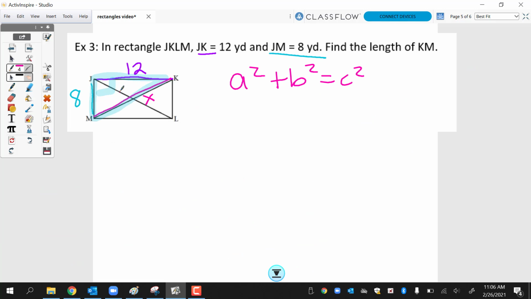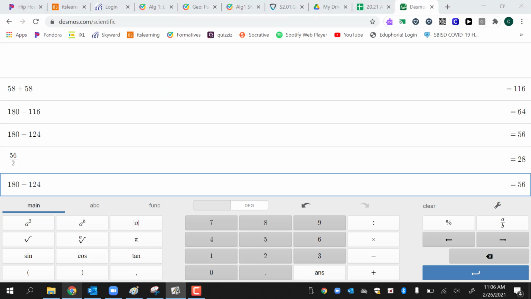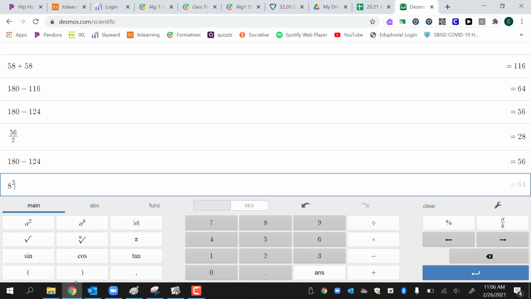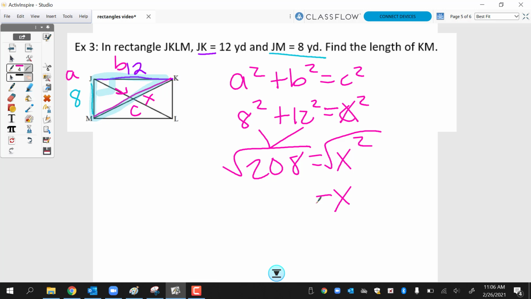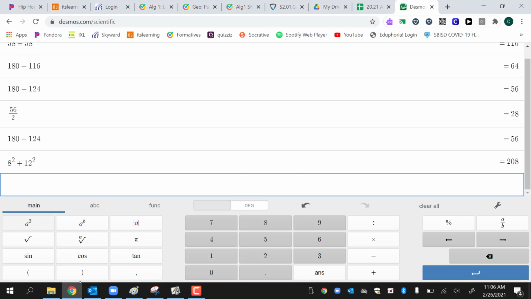And so I'm going to label across from 90 is our C. This is A, this is B. So 8 squared plus 12 squared equals C, well, X squared. So we're typing 8 squared plus 12 squared in the calculator. 8 squared plus 12 squared is 208. And then we're square rooting. A lot of us are forgetting to square root. Make sure you actually push square root. That is not the same as dividing by 2. So square root of 208, we got 14.42.